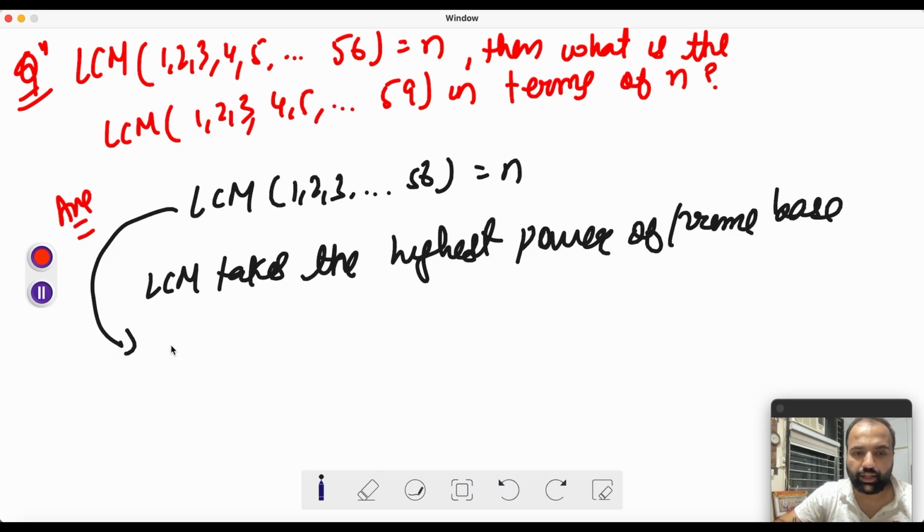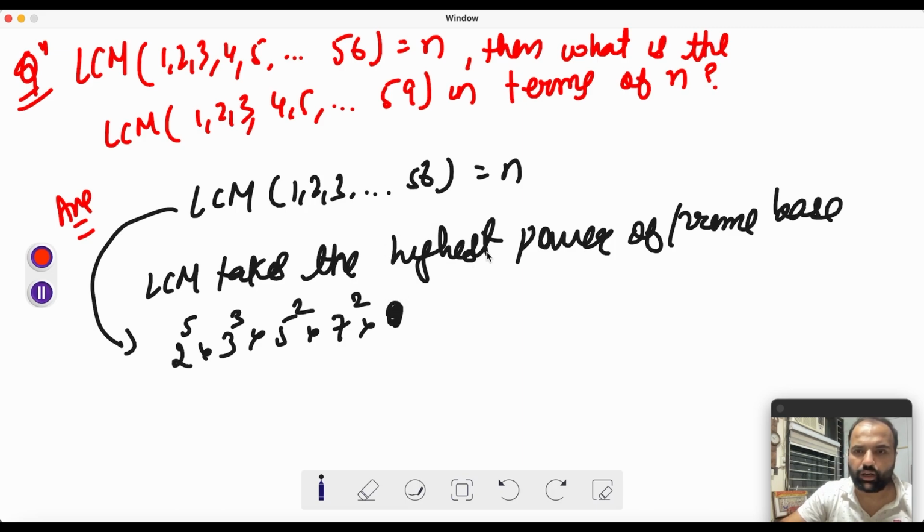Can we write n as 2 to the power 5, 3 to the power 3, 5 to the power 2, 7 to the power 2? 9 we don't need, so that's where we can stop. Why don't we need 9? Because 9 to the power 1 it would be. It won't be more than that. 9 is not a prime. So 11 we don't need, and 13 etc. we don't need.